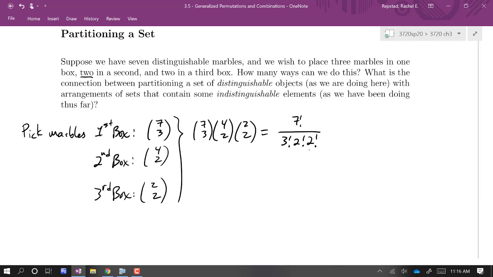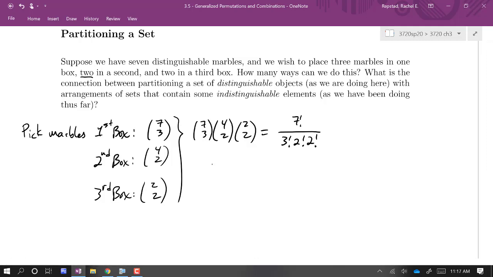Now, in this problem, we have distinguishable marbles, right? Each marble is different from the others. And in the last problems, we were thinking about arranging sets of indistinguishable items, where some of them are indistinguishable, like the Mississippi, right? Like not all the letters were different. But there's a connection here. Look at the way we went about it to partition these distinguishable objects is the same way we went about looking at arrangements where some of the objects were indistinguishable. And we're essentially doing the same thing.